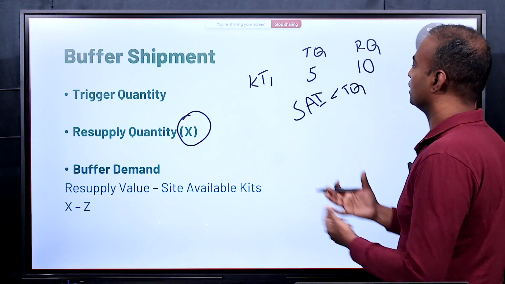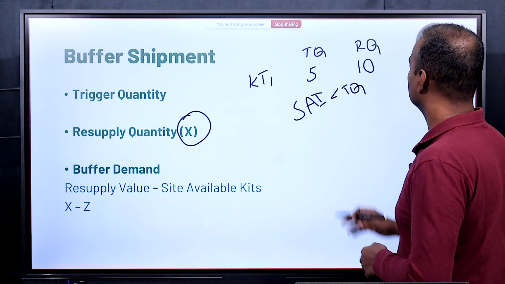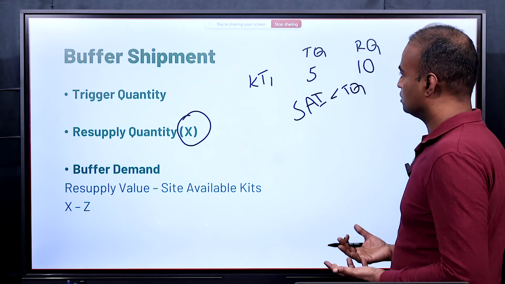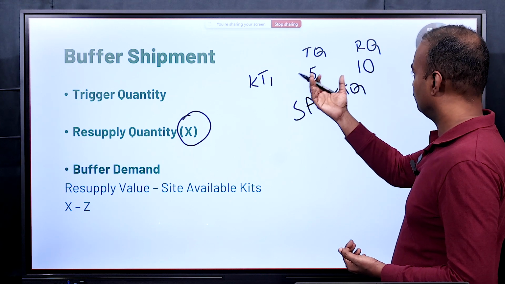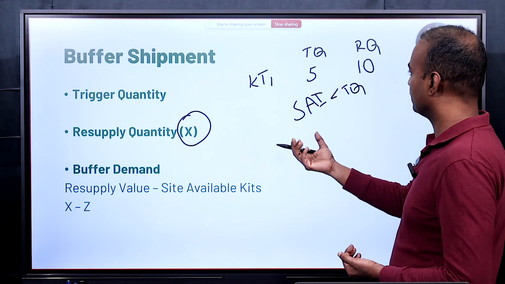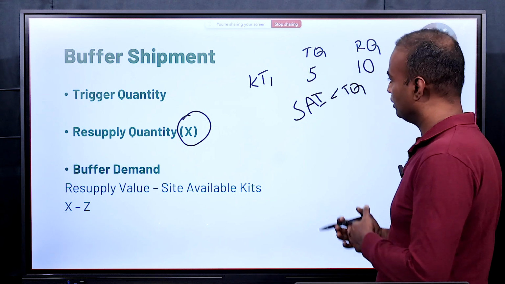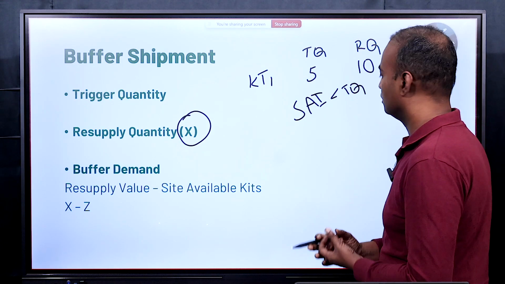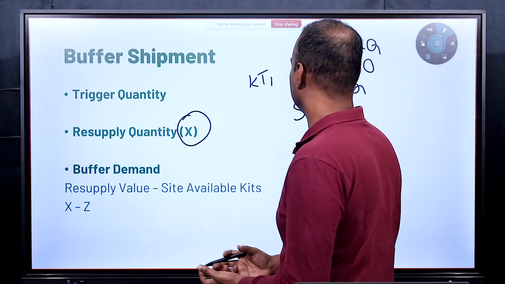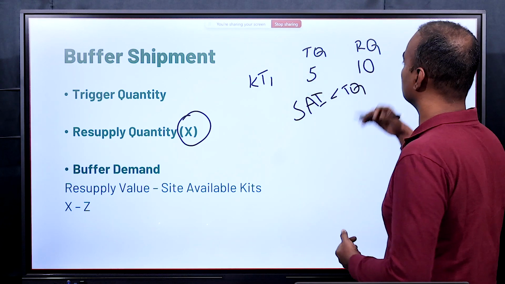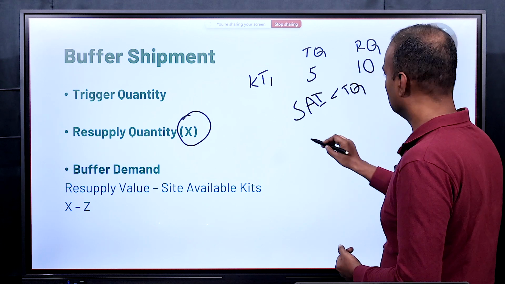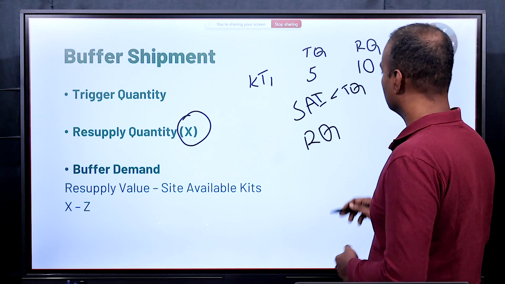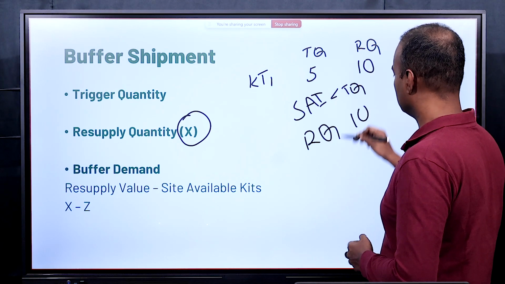What does the shipment contain? The shipment contains more kits. For example, we will give trigger quantity as 5. If the site available inventory for a particular kit type is less than 5, a shipment is triggered. And what does the shipment contain? It will not contain 5 kits. It contains more than 5 kits. It contains 10 kits. So this is known as resupply quantity. Okay, if resupply quantity is 10.